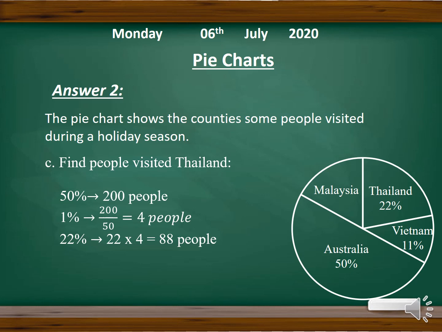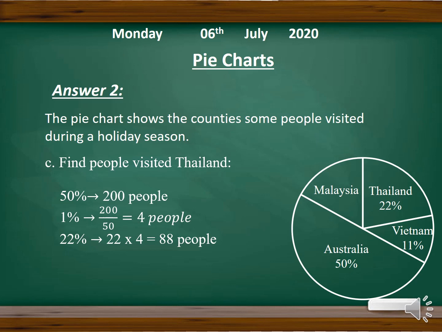So we want to find 22% for Thailand. We have to look at 1% first. In order to find 1%, we have to take 200 divided by 50, and then it is equal to 4 people.